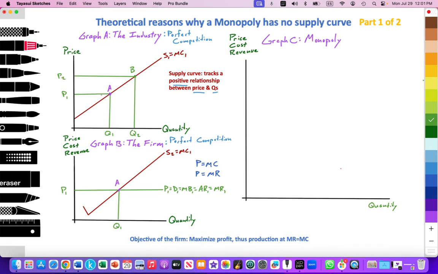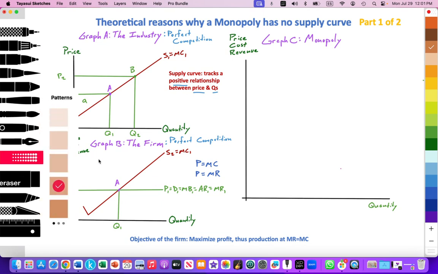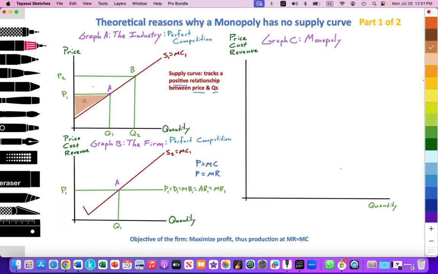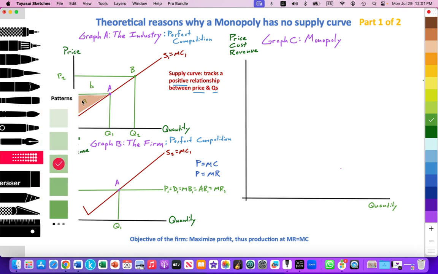What's the incentive for firms to do so? Well, initially, at a price of P1 and a quantity supplied of Q1, they have a producer surplus of area A. And let's maybe highlight that. So they gain this producer surplus equivalent to area A. And if price was to rise, then their producer surplus would also increase to area B, which we can also highlight. Let's use a different color.